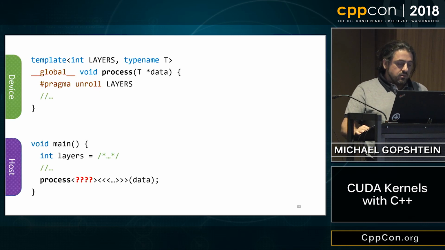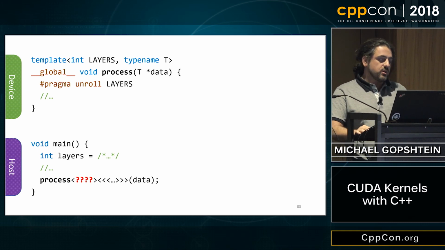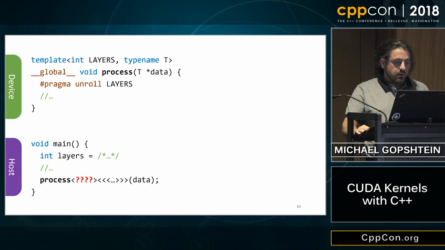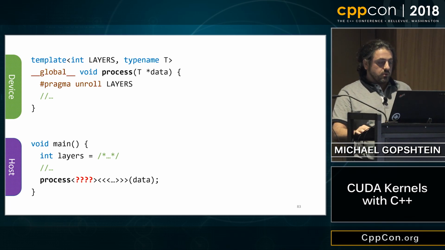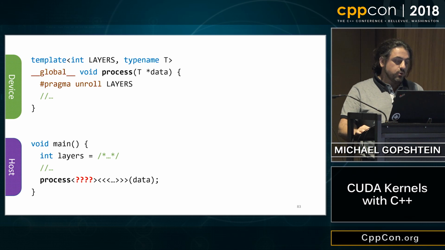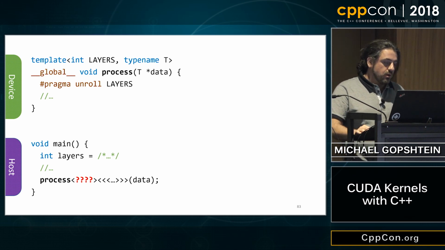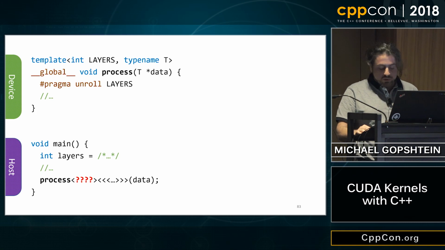And let's see another example. So we have this process function, and we know that we want to use pragma unroll, and we get the unroll factor as a template parameter to the kernel function. But the problem is that in the main function, we only know the value for the number of layers which we want to run in runtime. We can only know it dynamically. So how can we invoke this kernel function?